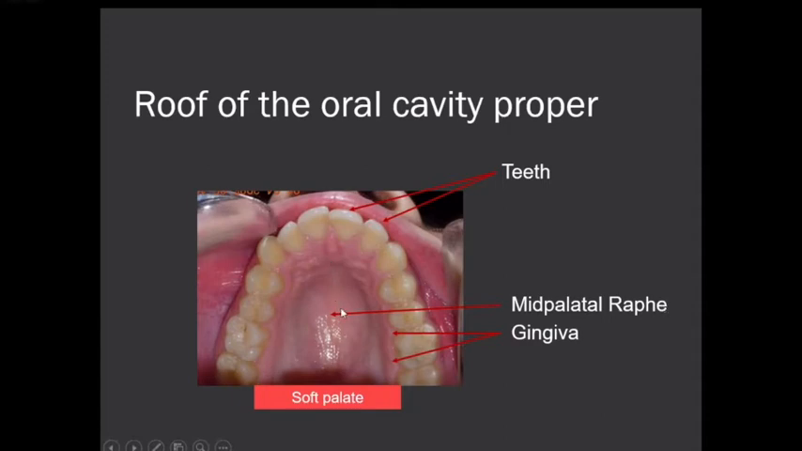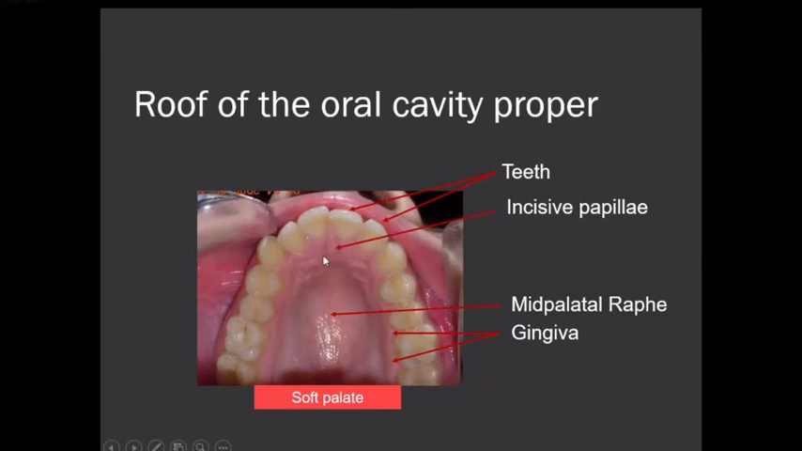Okay, mid palatal raphe. And now another very, very important structure here is the incisive papilla. A slightly raised tissue with underlying connective tissue running anteroposteriorly, just behind the central incisors. Now this raised papilla is known as the incisive papilla. Okay. Now this incisive papilla, why?